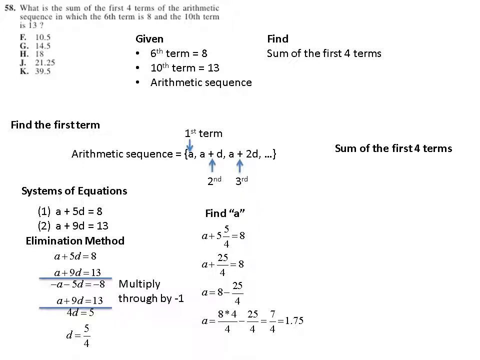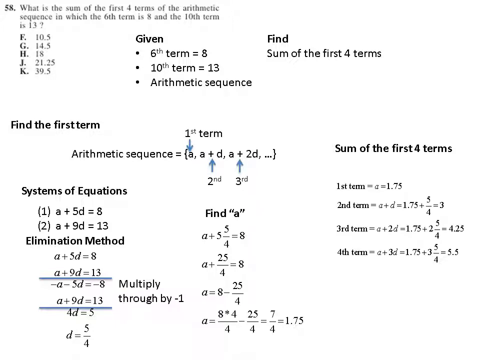So to sum the first four terms, we take our first term, and then we use our common difference to find in series the second term, the third term, and the fourth term. And this can be kind of a calculator heavy problem, but jot down enough notes about what you're doing to keep track of it. So adding up 1.75 for the first term, second term is 3, third term is 4.25, and the fourth term is 5.5. You'll find that the sum of these is 14.5. Answer G.